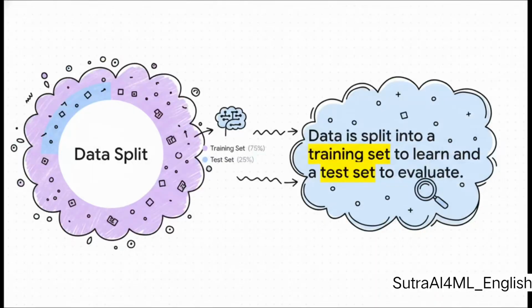And the solution to this is actually pretty clever. We split our data. We take a big chunk of it, say 75%, and we call that our training set. This is the data the model gets to see and learn from. But we hold back the other 25%. We lock it away and call it the test set. This data is kept totally separate, and we use it at the very end, like a final exam, to get an honest, unbiased grade on how well our model performs.